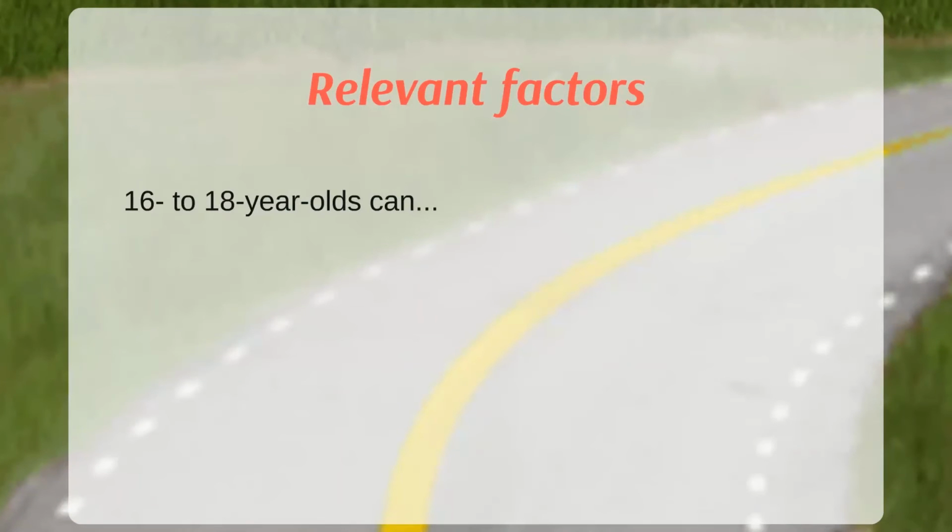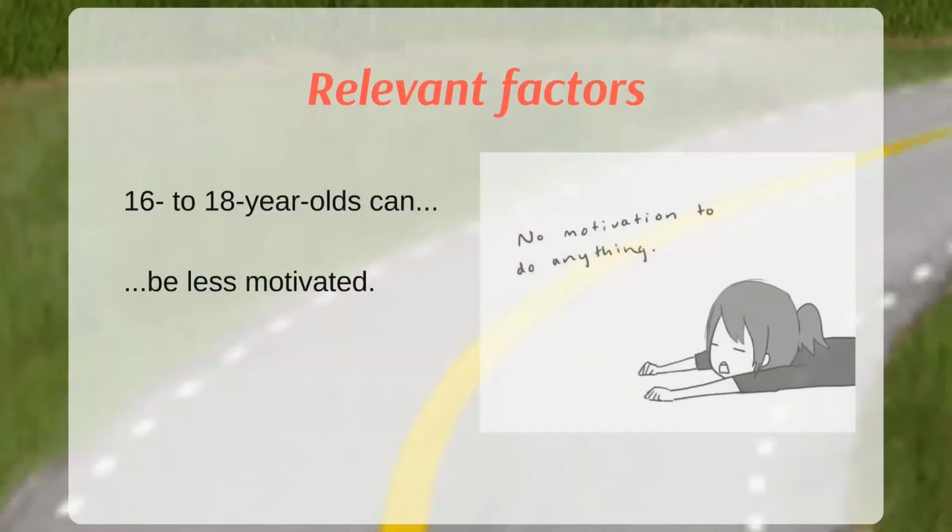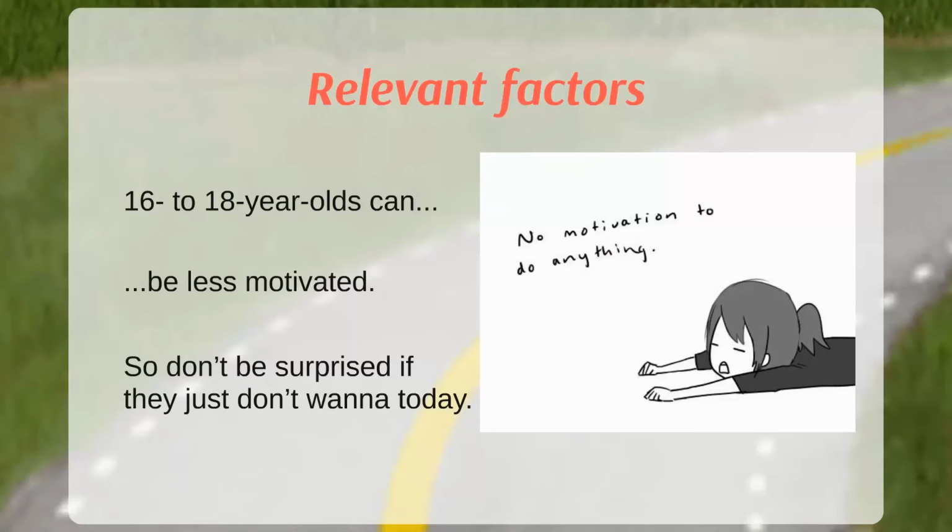Another factor which can affect how these students engage with your lesson is that 16 to 18 year olds can be less motivated. Sometimes they just don't want to. They don't want to do anything. So it's important to try and find intrinsic or extrinsic motivations which will keep them sustained in the short term, in the case of intrinsic motivations in the classroom, and in the long term in the case of extrinsic motivations.